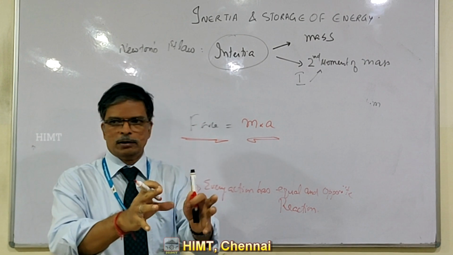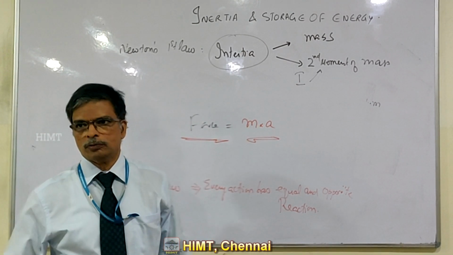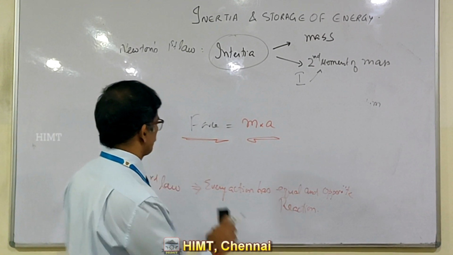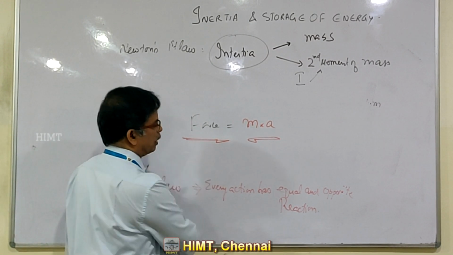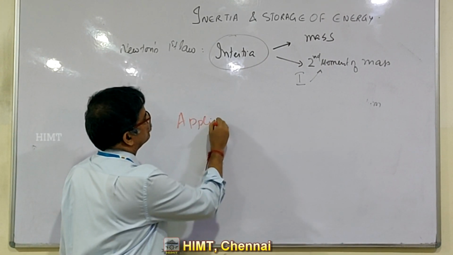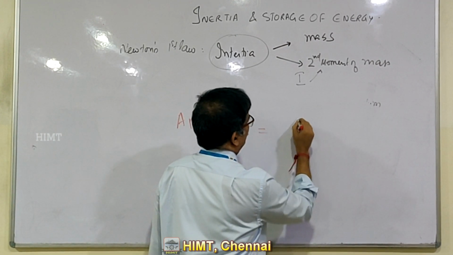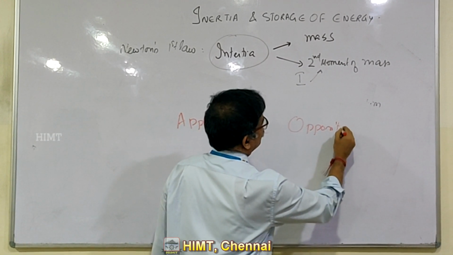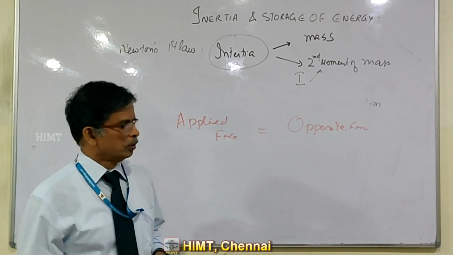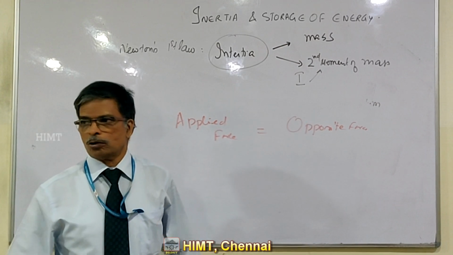Now, if I try to change the motion, inertia will oppose. But this is not the complete equation. In practical application, this is not the complete equation. What is the complete equation? You start from this principle that at every time, applied force will be equal to the opposing force. I apply so much force, there will be an opposite force. This is the meaning of the third law. But the opposite force is not only due to inertia, it is due to other factors also.